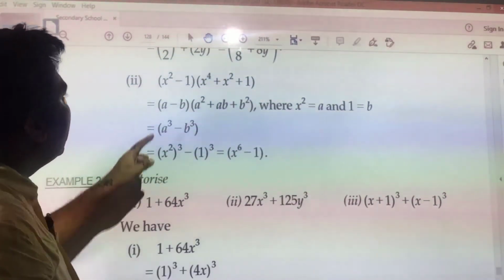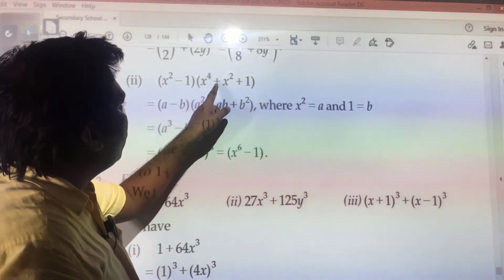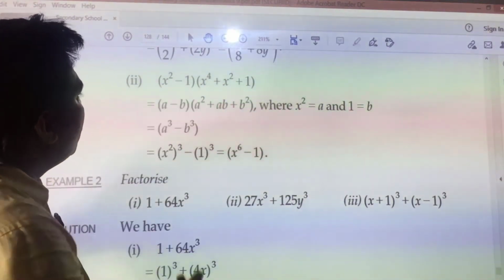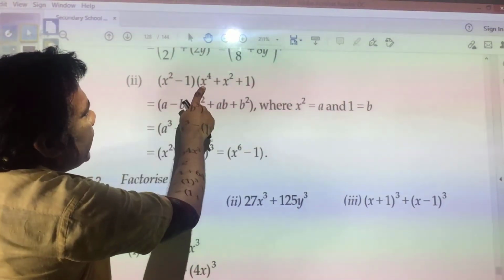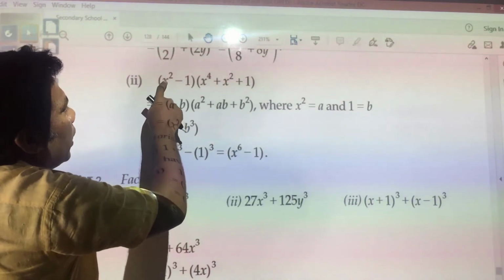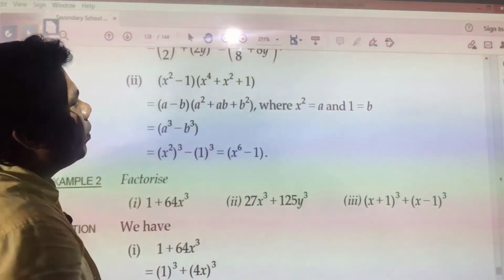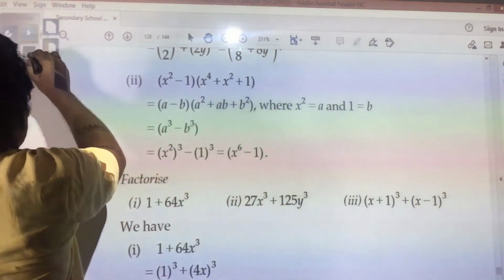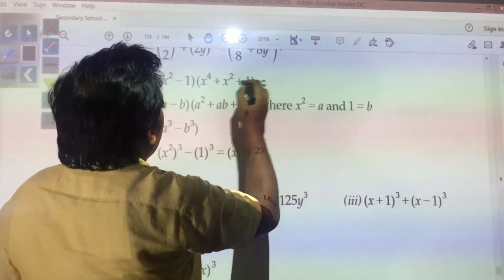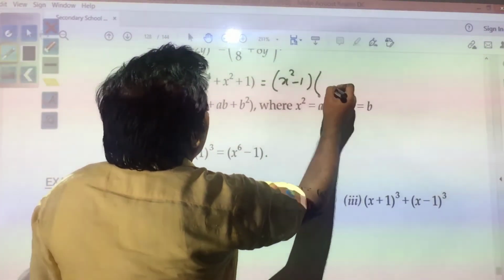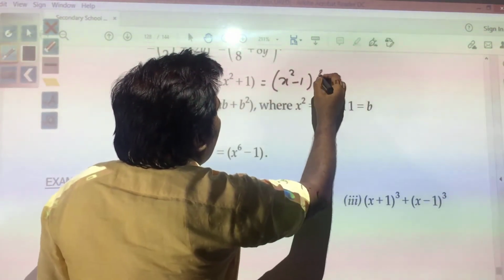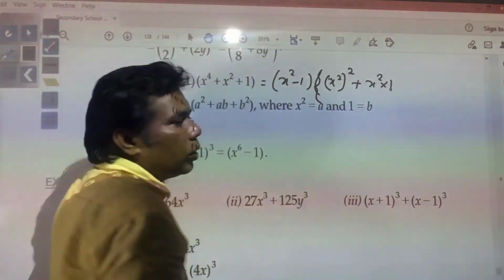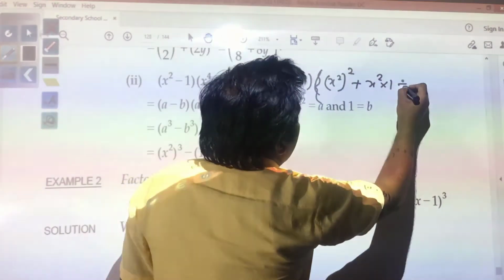Next, you see, x square minus 1 into x to the power 4 plus x square plus 1. The same thing is required to be done. Suppose you assume this is A and this is B. So, A minus B, and here this is A square. A square means x square to the power 2, which is x to the power 4, and AB means x square into 1. This can be written as x square minus 1, and we have written AB and this is B square.